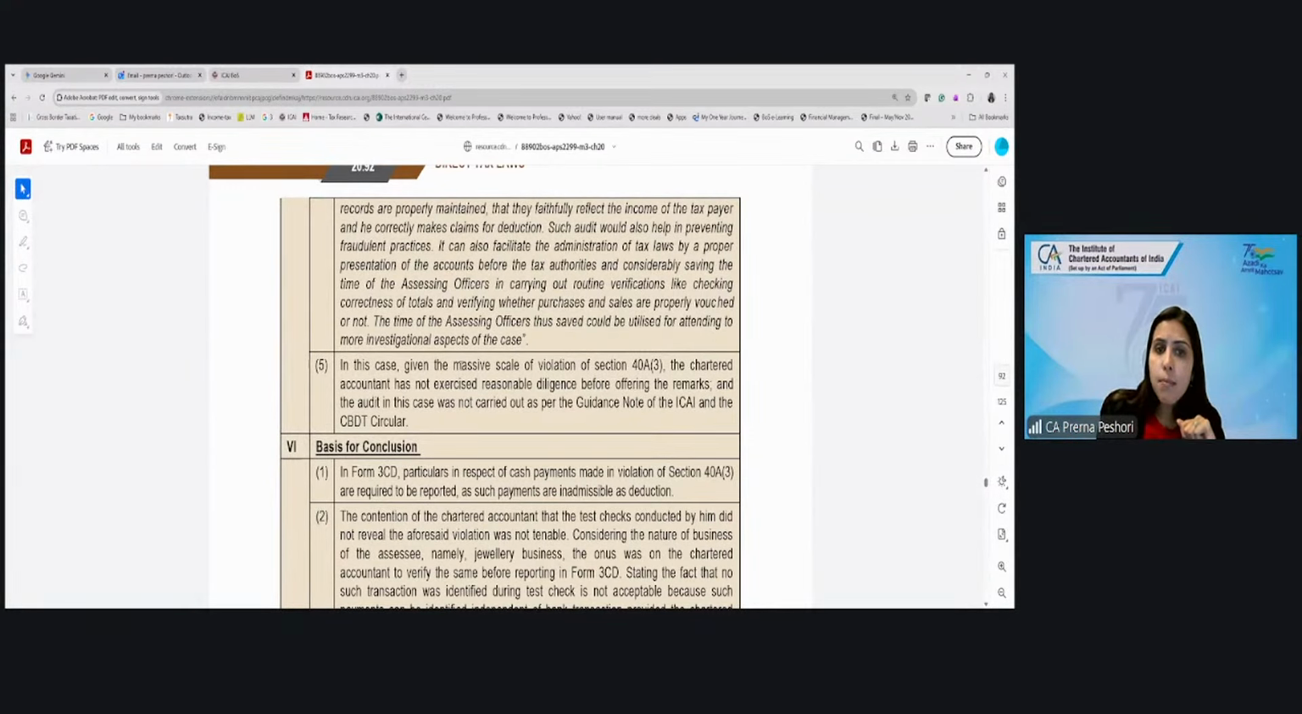And in this case, given the massive scale of violation of 40A(3), the CA has not exercised reasonable diligence before offering the remarks and the audit was not carried out as per the guidance note of the ICAI. So what do you think? Whether the CA has done the audit correctly or not? Or can he just rely on the management representation?